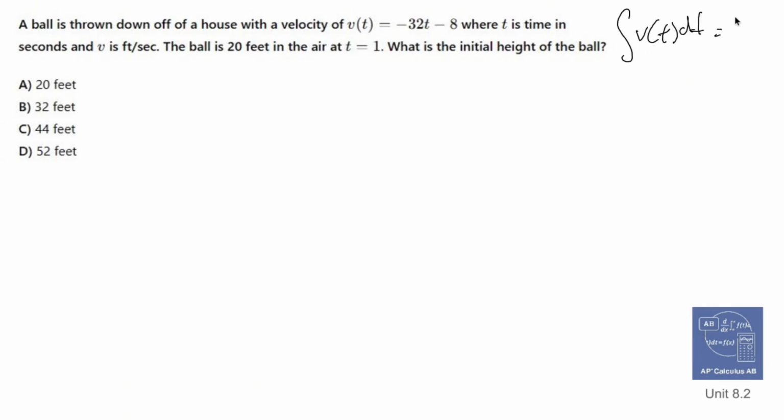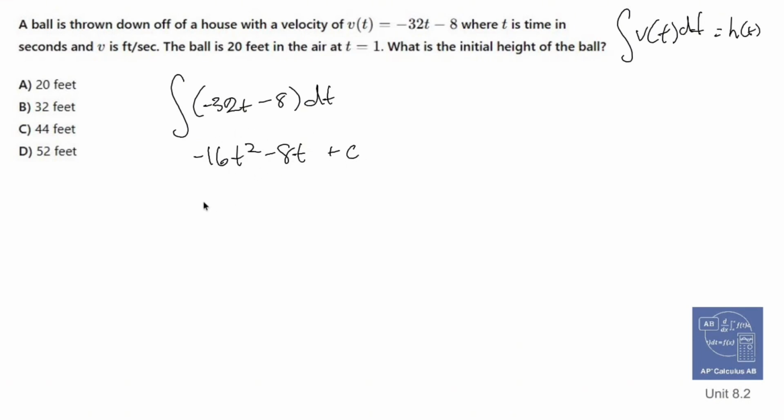And that'll get me that height. So we'll say h of t for a height over time. So let's integrate this. We're going to take the indefinite integral of negative 32t minus 8 dt. That's going to get me negative 16t squared minus 8t, which looks about right because that's a typical gravity-looking formula. Plus c, we can't forget that.